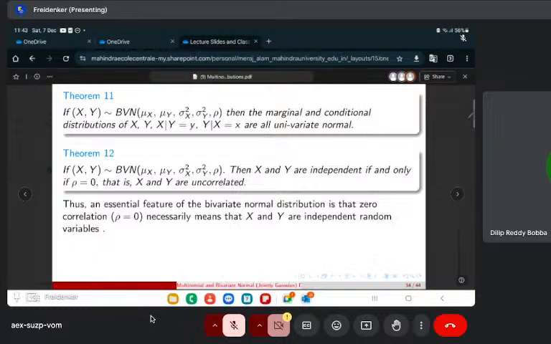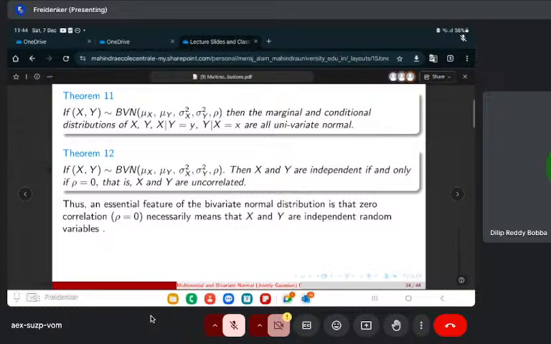Okay, what is theorem 12? If x comma y follows a bivariate normal distribution, now there's a theorem about independence. Then x and y are independent if and only if rho is 0. Okay, now what is rho? Rho is the correlation coefficient. What does it describe? It describes the linear relationship between x and y. I'm talking in general. In general, rho represents the linear relationship between x and y.